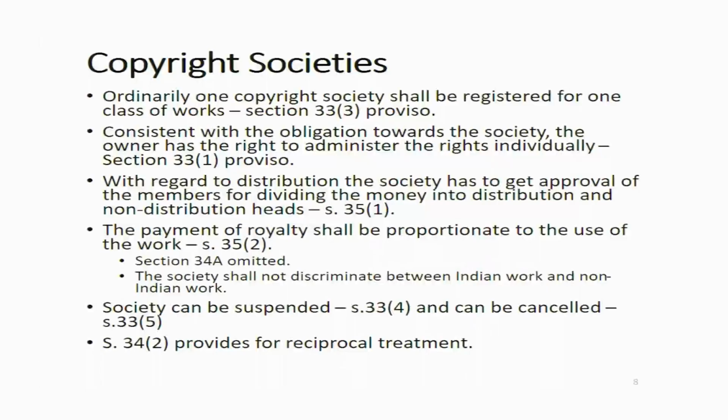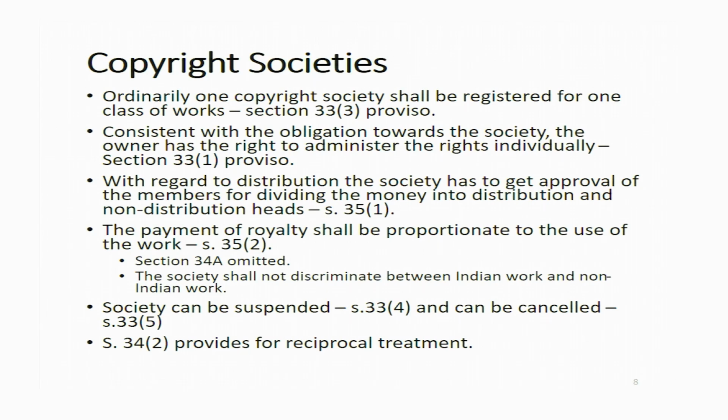Now, the money which comes under the distribution head will be distributed to the members. Section 35 subsection 2 says that the royalty distribution to the members of a copyright society shall be commensurate to the use of that work. What is the extent of use of the work of one individual? That will decide the extent of royalty he will receive.